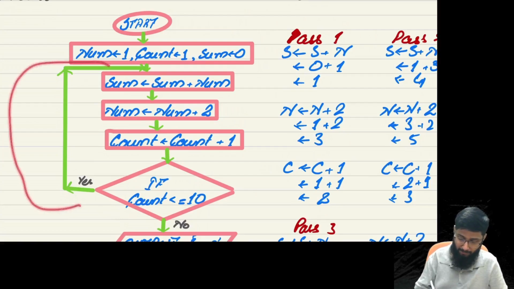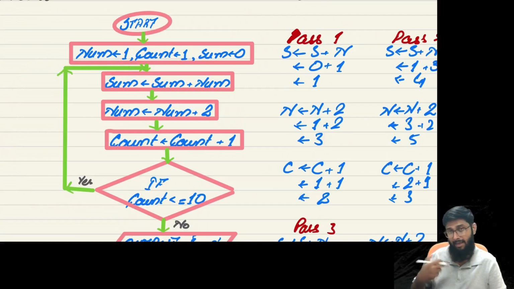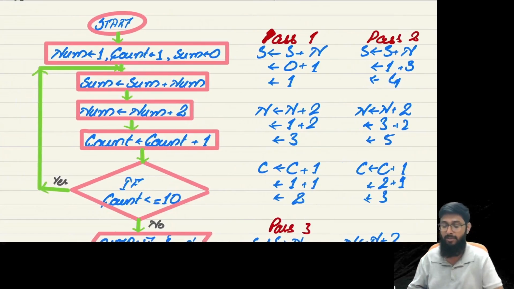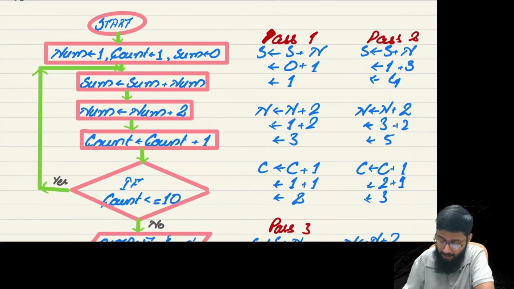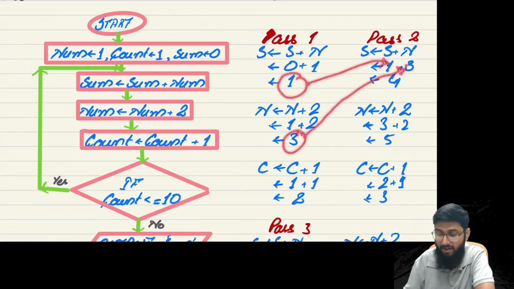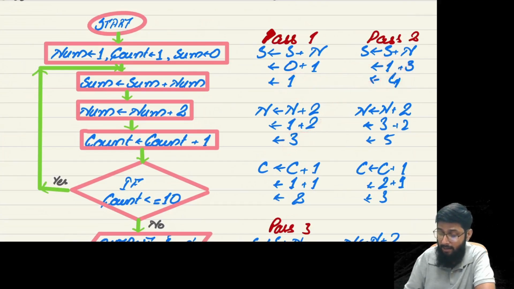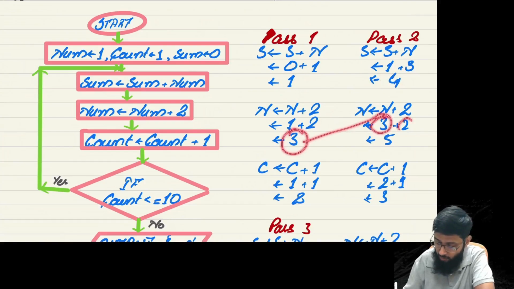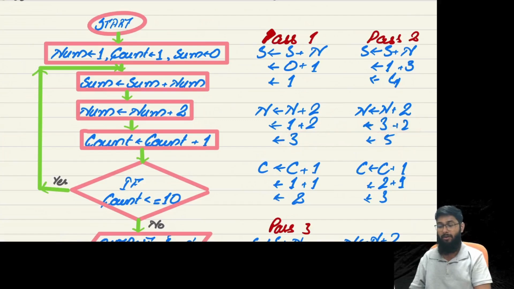That means we are going to repeat the similar task again. Again we are going to find the sum, then num plus 2. Now the second time the loop is going to execute, the last updated value for sum was 1, and the last updated value for num was 3. So this time 1 plus 3, and we will have the updated value of sum, which will be 4. Similarly for num, the last updated value was 3, so 3 plus 2 gives the updated value 5. And this time the counter is going to be 3.